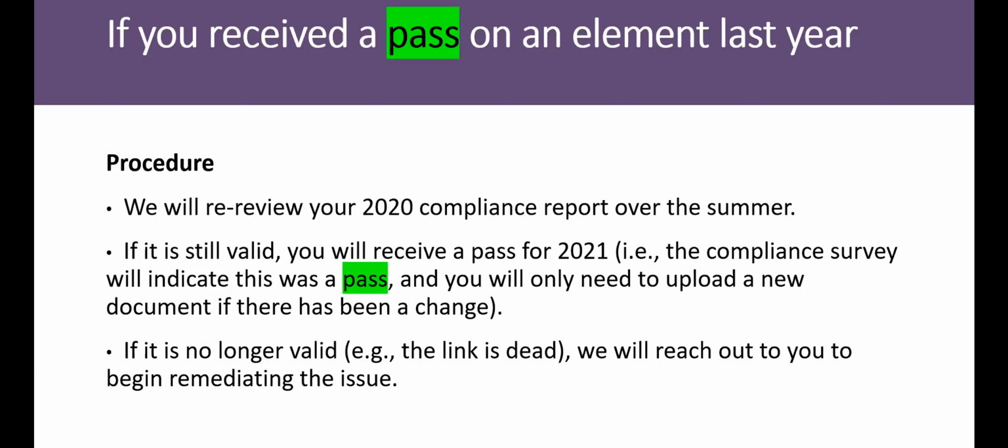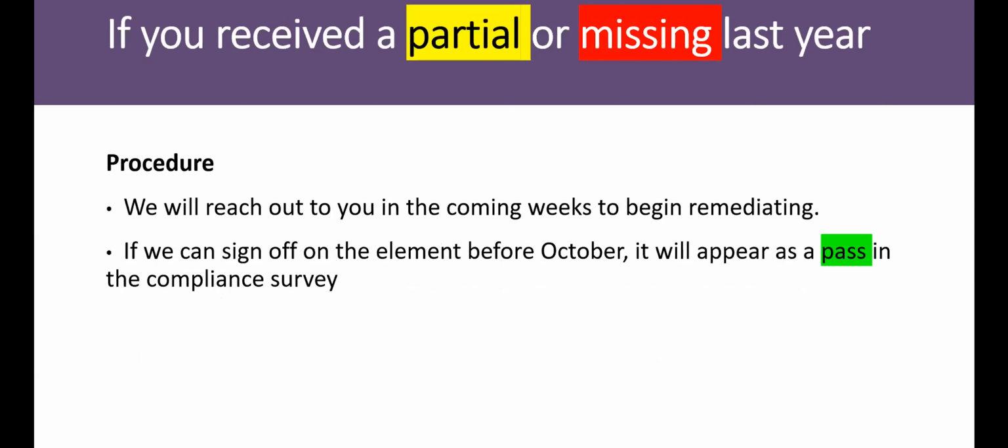But if it's still there and still looks good, we'll let you know. And well before October, you will get a pass on it for 2021. Now, if last year there were elements that were listed as partial or missing, we plan to start reaching out to you a little earlier, sometime in the next coming weeks, sometime in the spring, to say, hey, October is kind of more of the due date. What can we do now to get those plans, those policies, those notices updated so that that can be passed off and something you don't have to worry about.